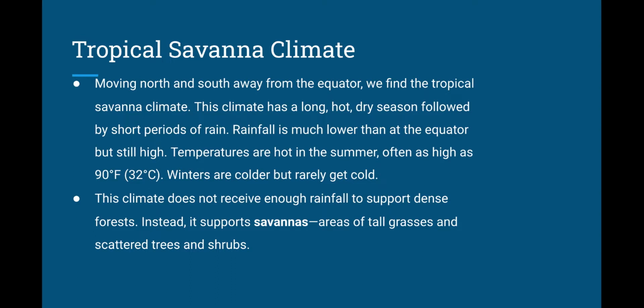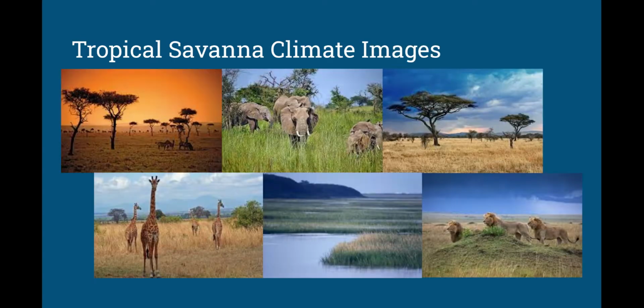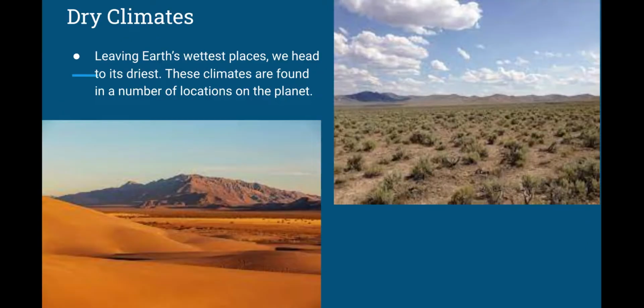These climates do not receive enough rainfall to support dense forests. Instead, they have savannas, areas of tall grasses and scattered trees and shrubs. Here are images of that.